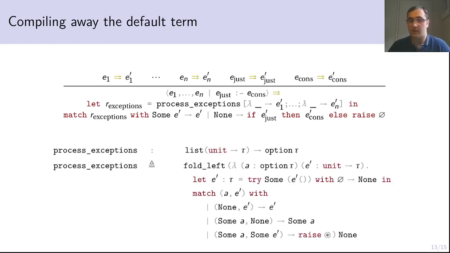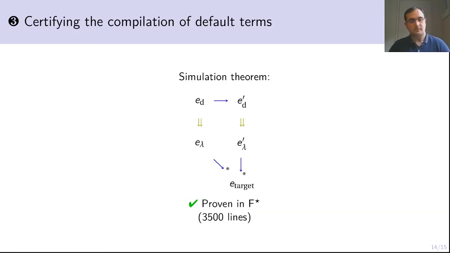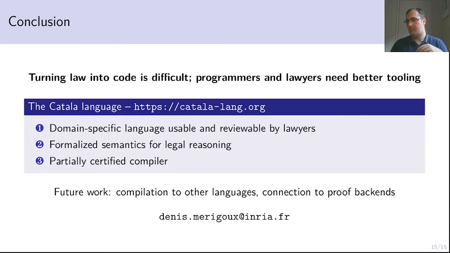This process exceptions helper is a simple fold left with an accumulator that is an option type. You can refer to the paper for more details. This compilation of default terms has been certified within the F-star theorem prover with a simulation theorem whose picture you can see on the slide. It is a somewhat advanced version of a simulation theorem because the order of execution may differ between the source and the target language, but overall the evaluation result is the same.